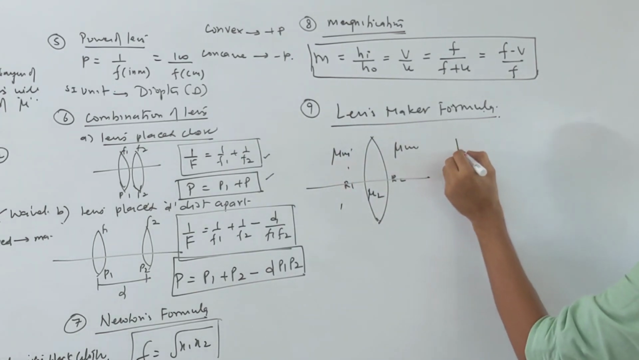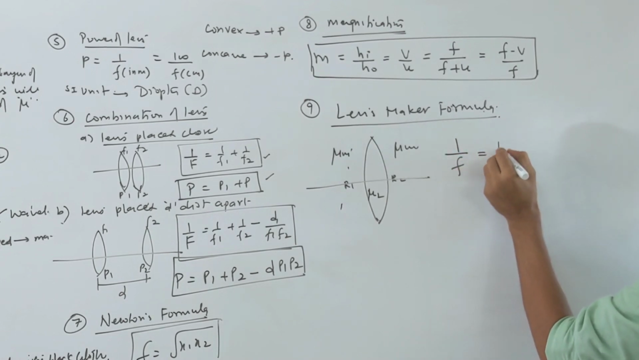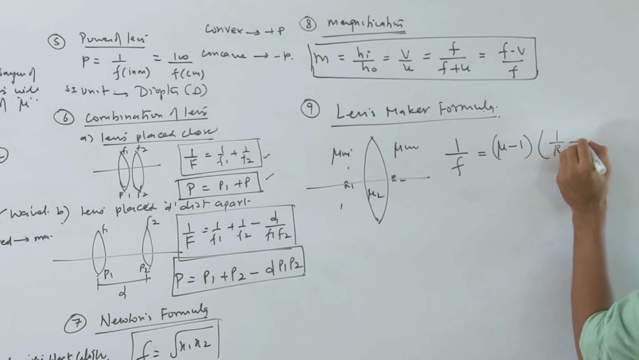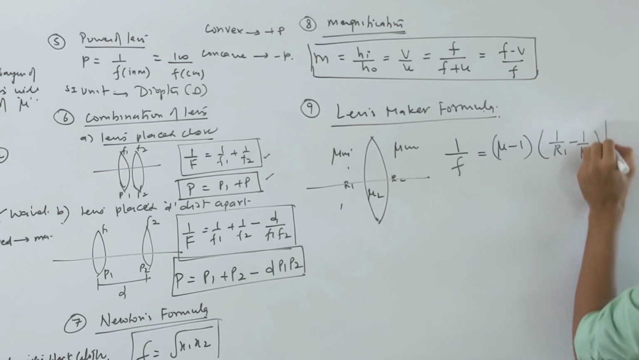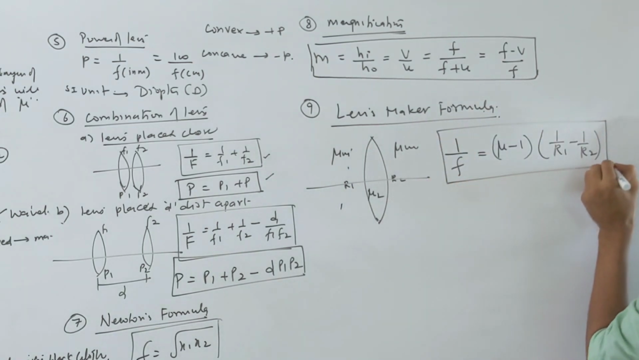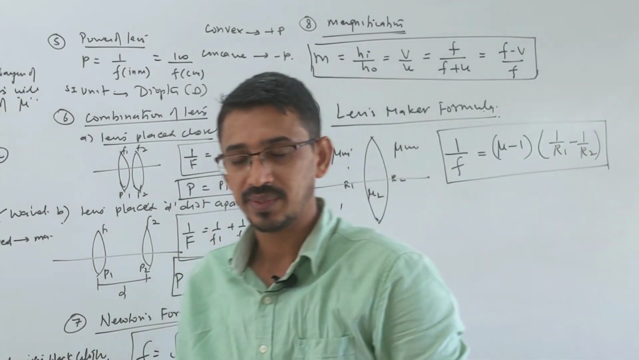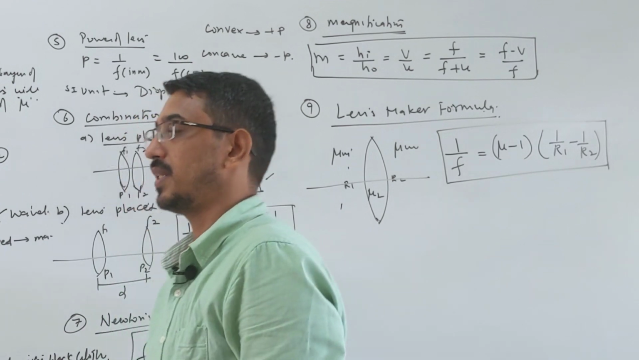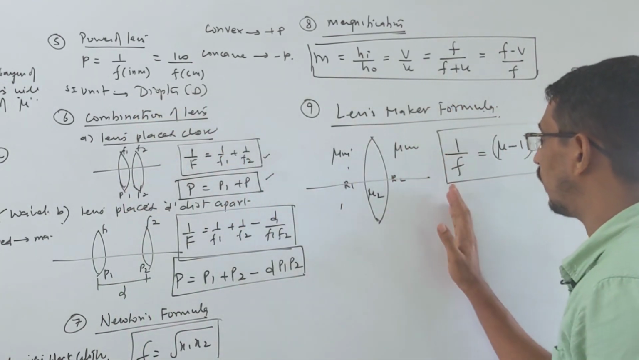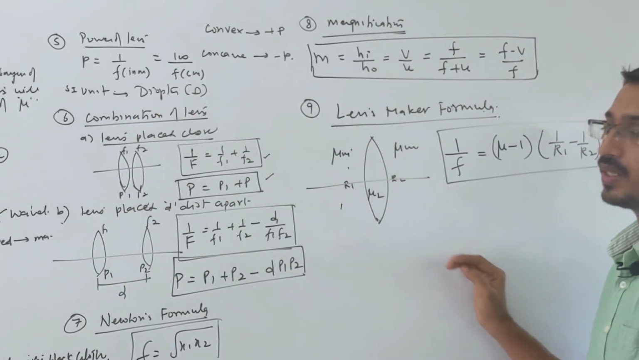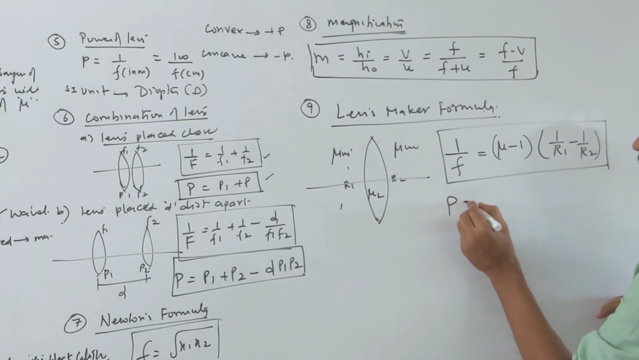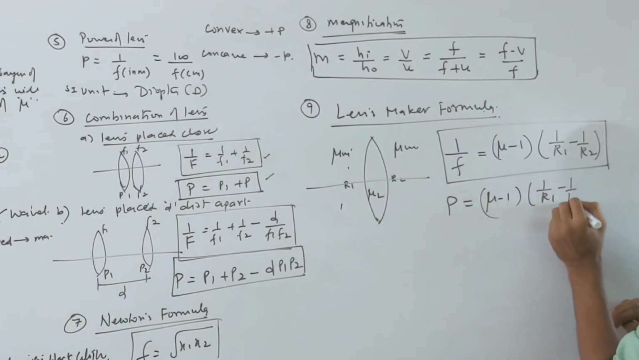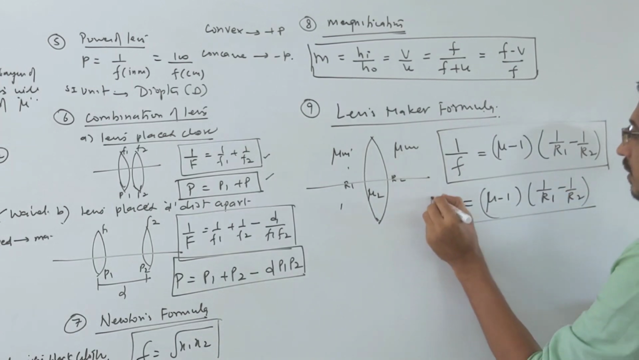So 1 by f is equal to what? Mu minus 1 into 1 by r1 minus 1 by r2. This is your lens maker formula, you know. The derivation you have learned, I am not teaching you. Now listen carefully: 1 by f, the focal length, is also your power. So you can write this formula also as P is equal to mu minus 1 into 1 by r1 minus 1 by r2. It will work, correct?